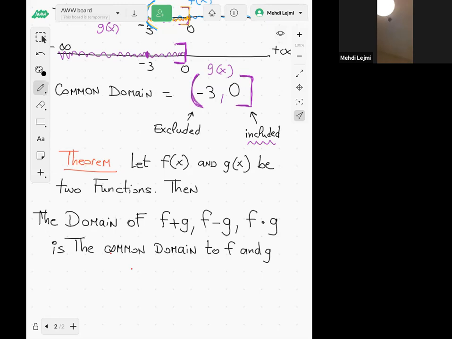Okay, now that's for f plus g, f minus g, f times g, and the last thing, the domain of f over g.